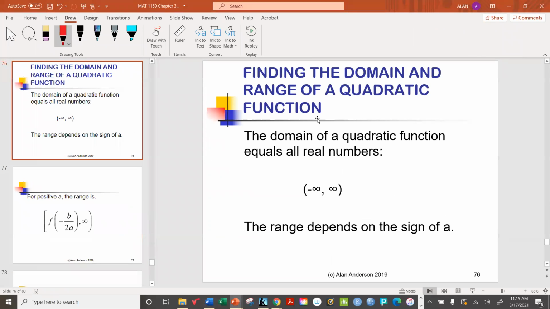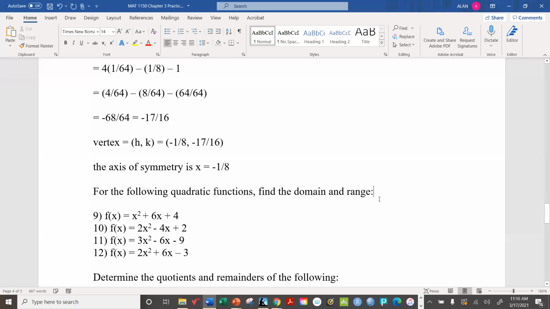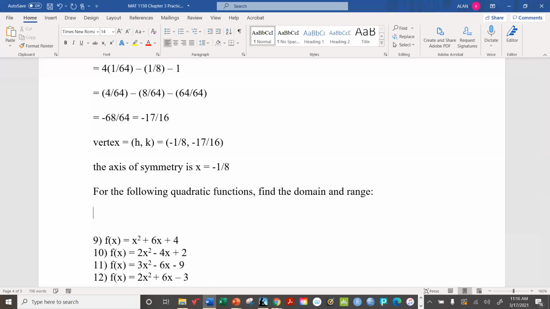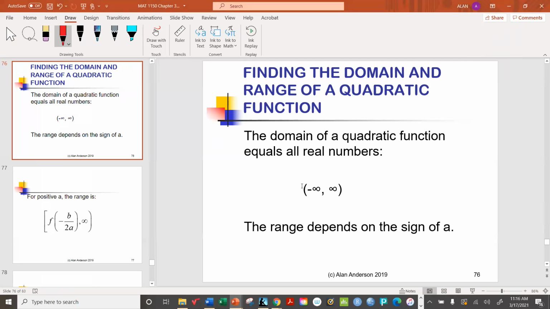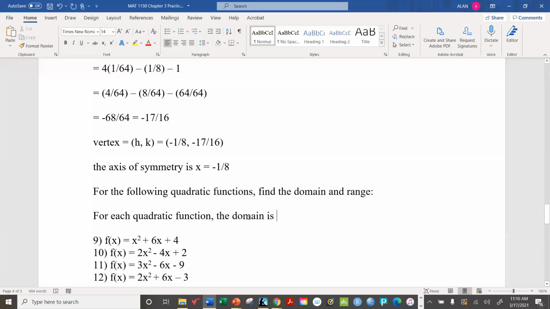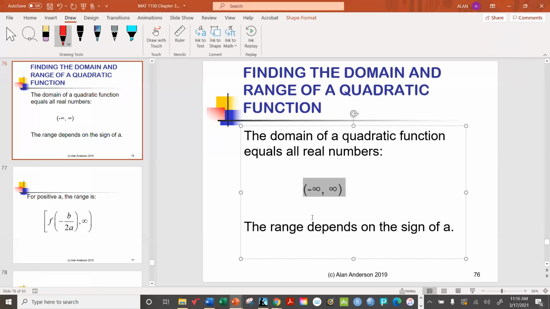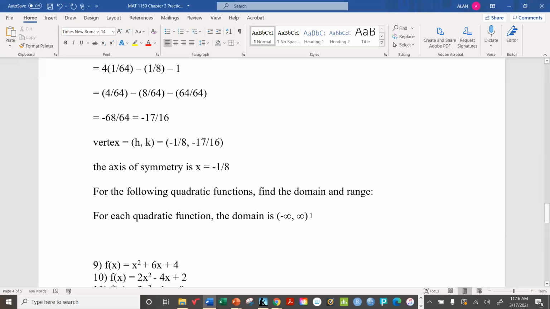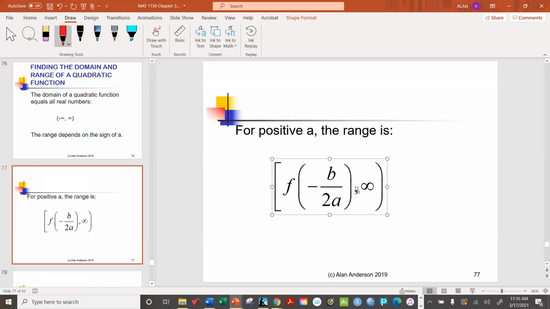There it is. So the domain of a quadratic function, each time, we don't have anything to worry about. For each quadratic function, the domain is very simply all real numbers. There's no number that can be plugged in here that could cause division by 0. So we're fine there, but the range depends on the sign of a. So when a is positive, this is what we're looking at.